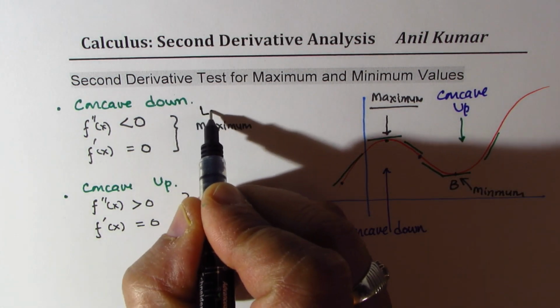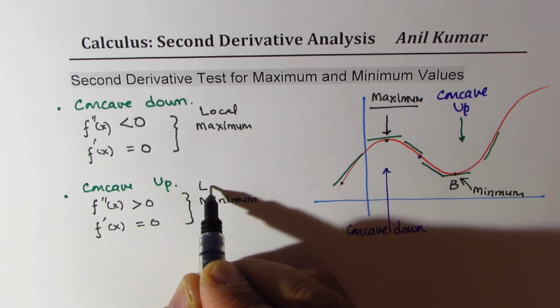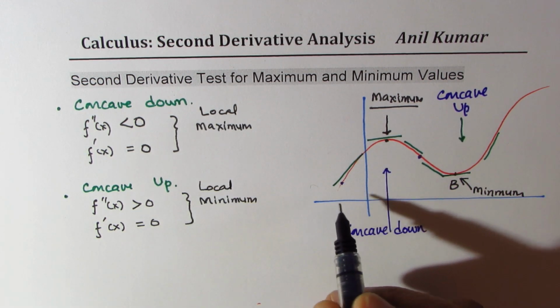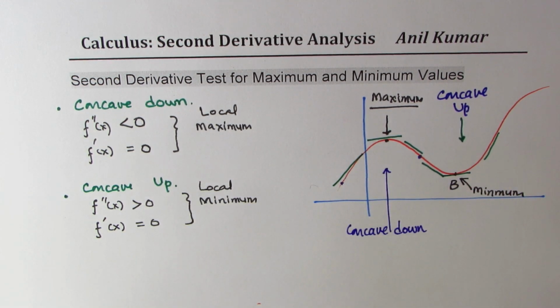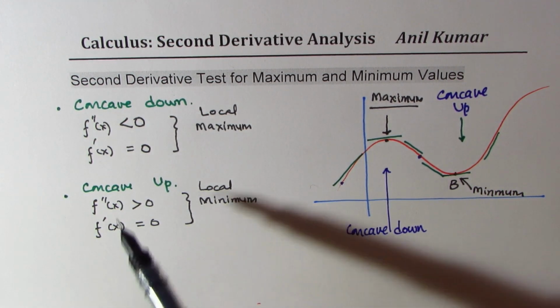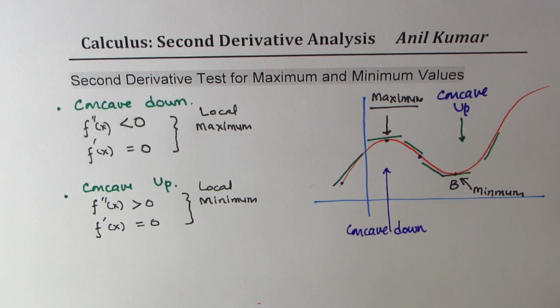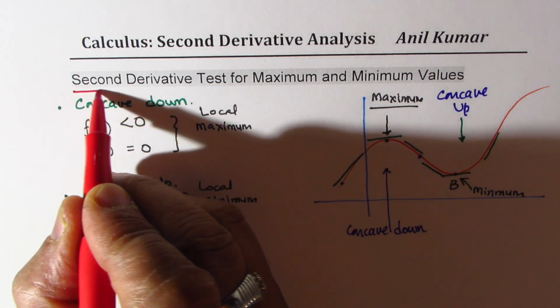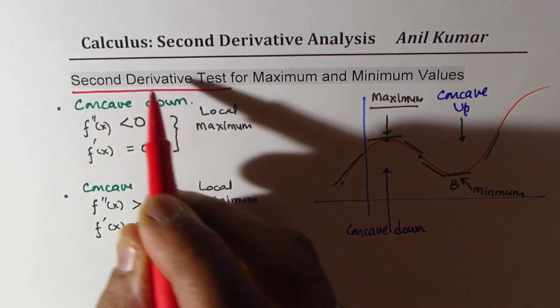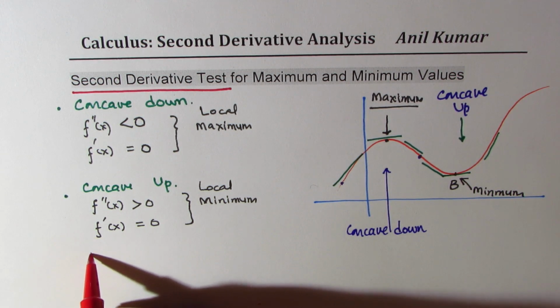Normally we call them local maximum and local minimum. We're only looking into a part of the function, right? So local maximum and local minimum. So that is another thing which you get from the second derivative. We actually call it the second derivative test. So second derivative test, let me write down here.